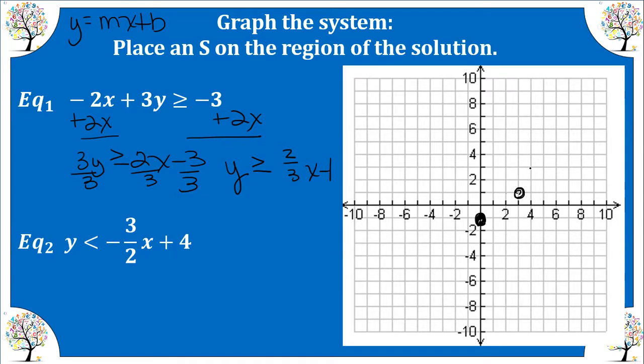Up 1, 2 and right 1, 2, 3. Now I'm going to reverse the slope, so I'm going down 1, 2 and left 3. Before I just connect my points, I need to notice what kind of boundary line I'm going to have. Because this is included, it's solid, so I will have a solid line.